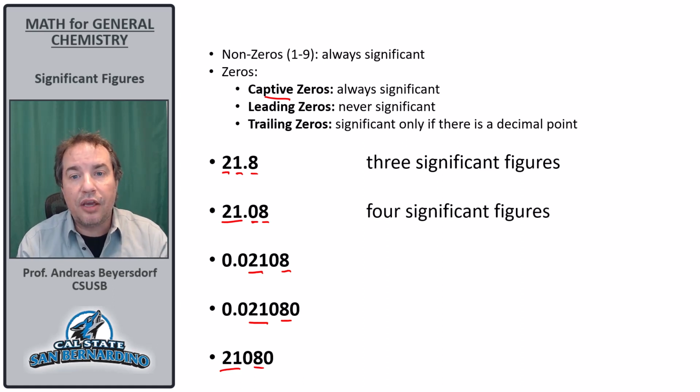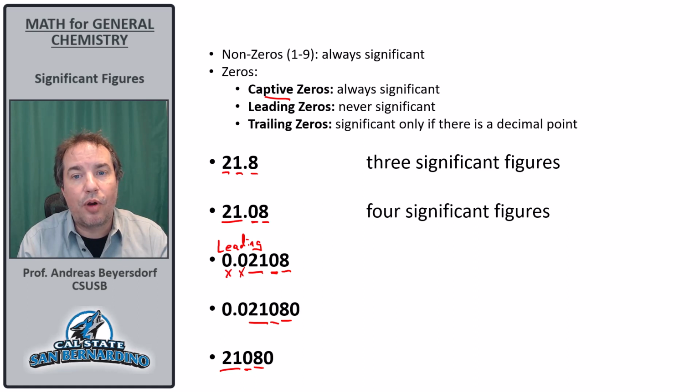Now, the same thing goes for this 0 here, this 0 here, and this 0 here. Right? Notice all of these, in the 3rd through the 5th numbers here, all have captive zeros between the 1 and the 8. So all those are significant. These ones here, the 0.0 in front of the 2, these are leading zeros. Leading zeros are never significant.